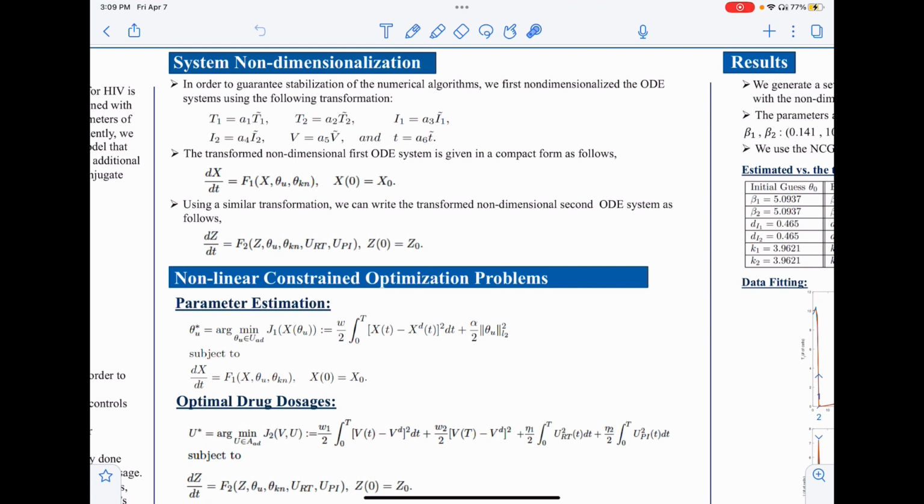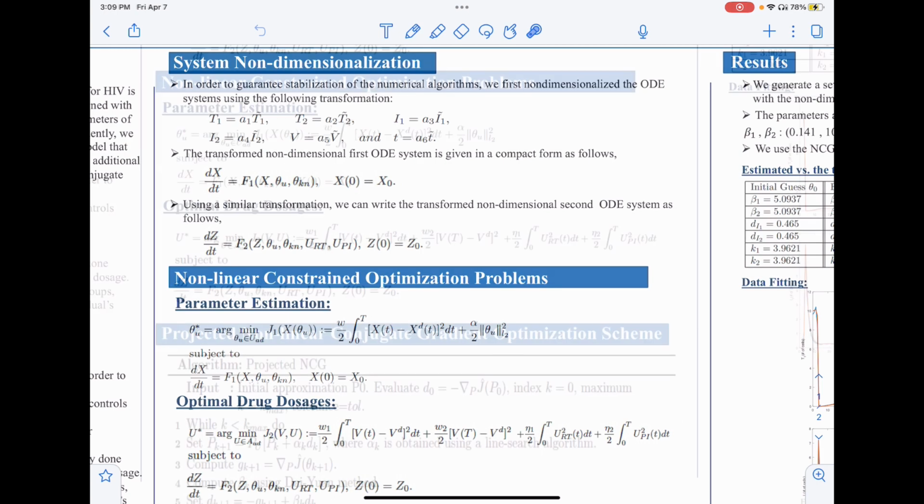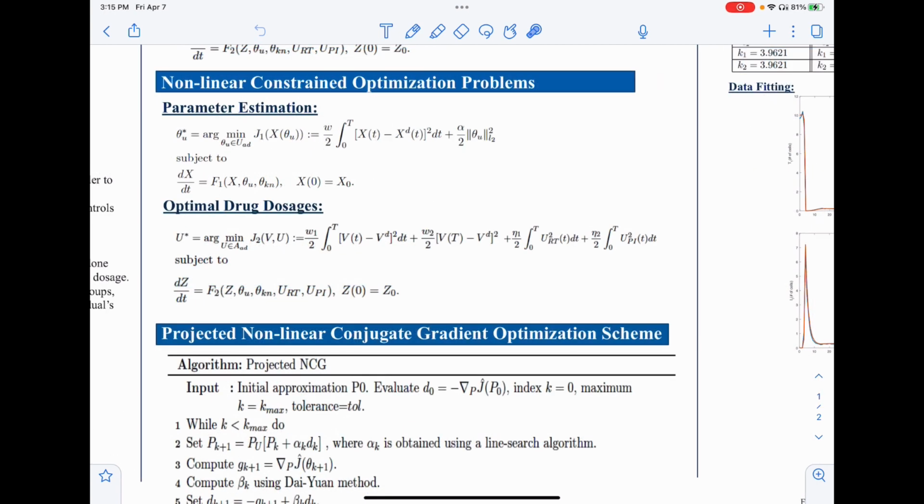Before we formulate our optimization problems, we first non-dimensionalize the system. Non-dimensionalization simply means removing the physical dimensions from our systems. After the non-dimensionalization process, we can formulate our optimization problems. We have two nonlinear constrained optimization problems. The first one is for parameter estimation, and the second one is for optimal drug dosages.